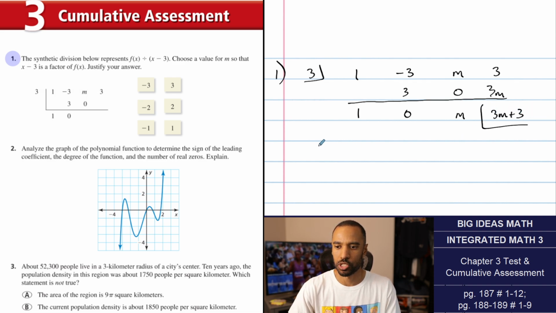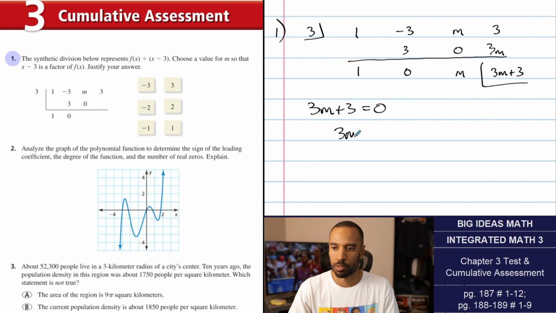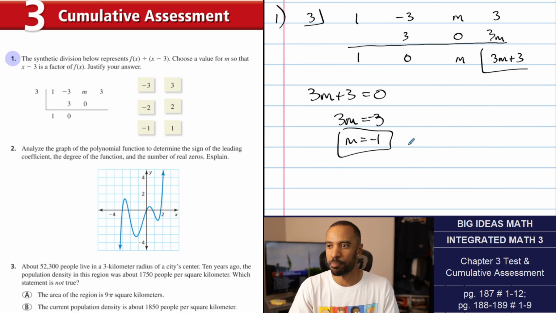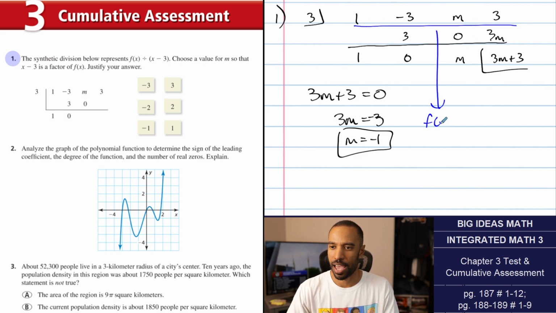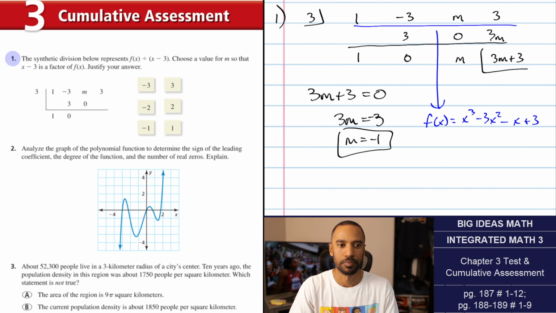Now, we need 3m plus 3 to equal 0, and what value of m will give us that? That's what will make x minus 3 become a factor. Subtract 3, divide by 3, and you get m equals negative 1. Now, they asked what value of m. If they were asking what the function needs to be written as, the original function would have been f of x equals x cubed minus 3x squared minus x plus 3. Just letting you know. But that's the answer there. The m value is negative 1.